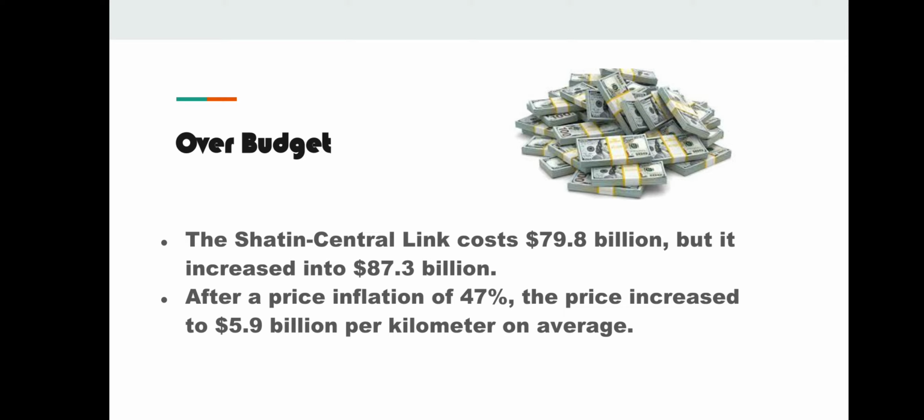Firstly, about the over budget problem. The Shatin Central Link was costed at 79.8 billion Hong Kong dollars, but it increased to 87.3 billion Hong Kong dollars. After a price inflation of 47%, the price increased to 5.9 billion Hong Kong dollars per kilometer on average.